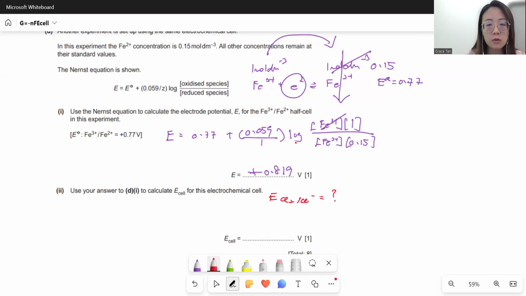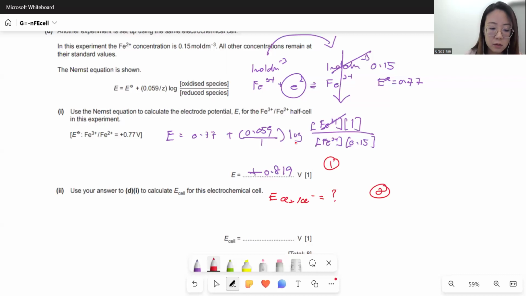Because to calculate the new E cell, we need two half cells. This is the first half cell we have. We need the second half cell. Hence, we decide the more positive minus the less positive. But first, we need to go and find out what the E value is for the chlorine and chloride. So how do we obtain the E value for the chlorine and chloride?